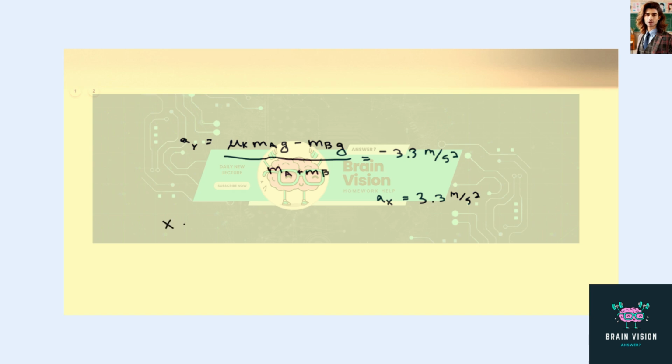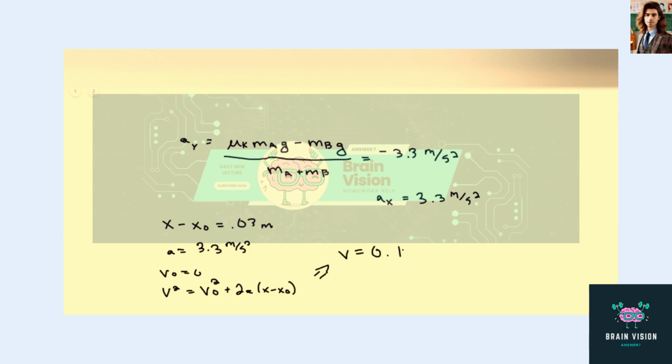Now we can use the kinematic equation. We know that the distance traveled is 0.03 meters. It's given in the problem. A is 3.3 meters per second squared. I'm going to use AX here. Initial velocity is 0. Final velocity can be determined by this kinematic equation. Plugging in what x minus x naught is and v naught, and then taking the square root, this gives that v is 0.445 meters per second. And that's the final answer to part A.